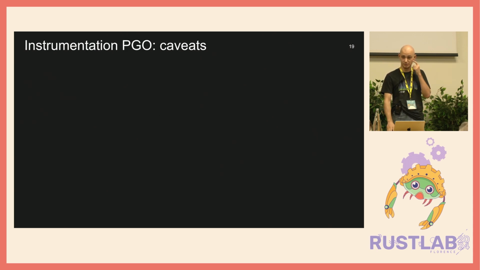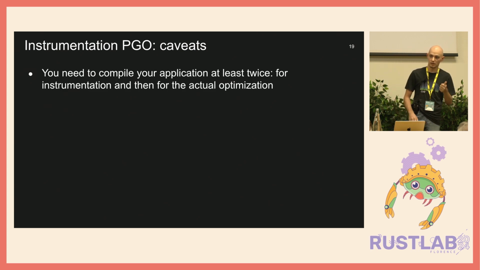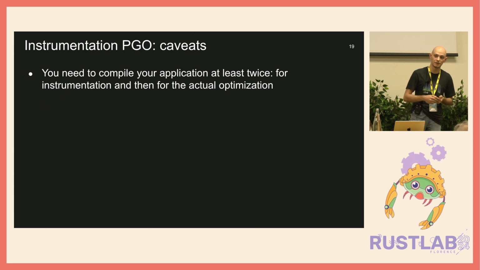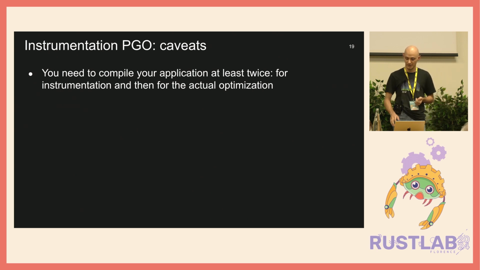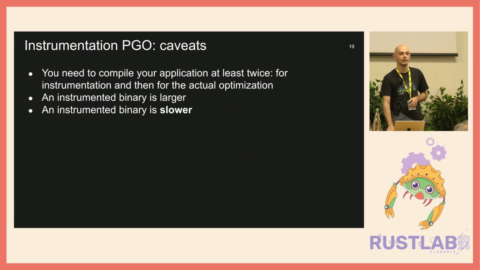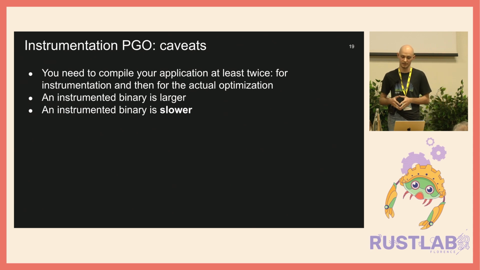So unfortunately, instrumentation PGO has a lot of caveats. At first, you need to compile your application at least twice. Once for the instrumentation mode, then you need to run the instrumented binary, and then you need to recompile your application once again. It's a pretty tough task, especially if your application is large. For example, imagine Rustc, Chromium browser, ClickHouse database. These are pretty large applications. An instrumented binary is larger because an additional amount of instructions are inserted into your application, and the instrumented binary is slower because the additional instructions are executed at runtime.